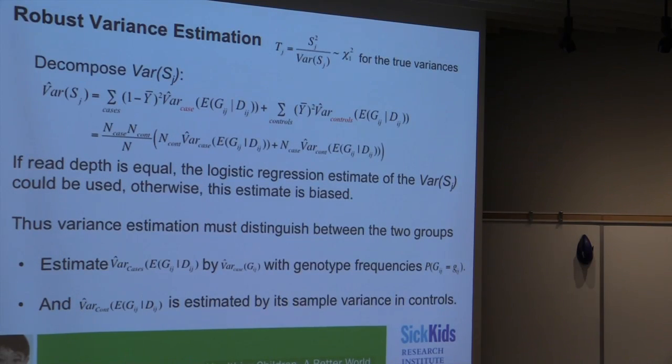So the key here is to estimate the variance separately in the two groups or three groups or however many groups of sequence data that you're combining, estimating the variance of their score statistics separately. If you do that, then you should get valid inference. You won't get any spurious results and you adjust for read depth bias.